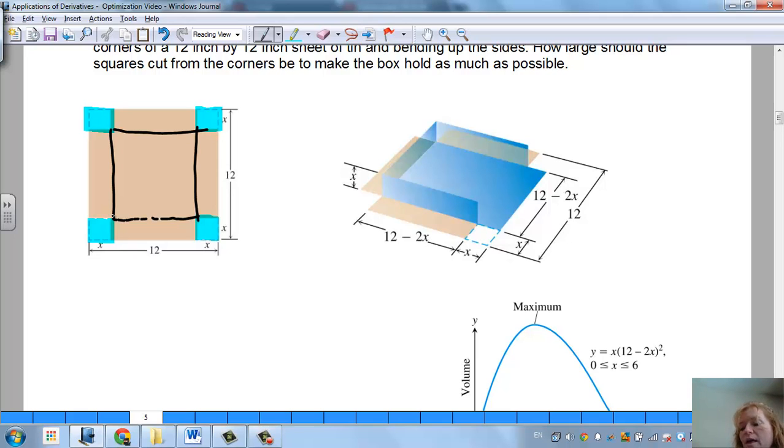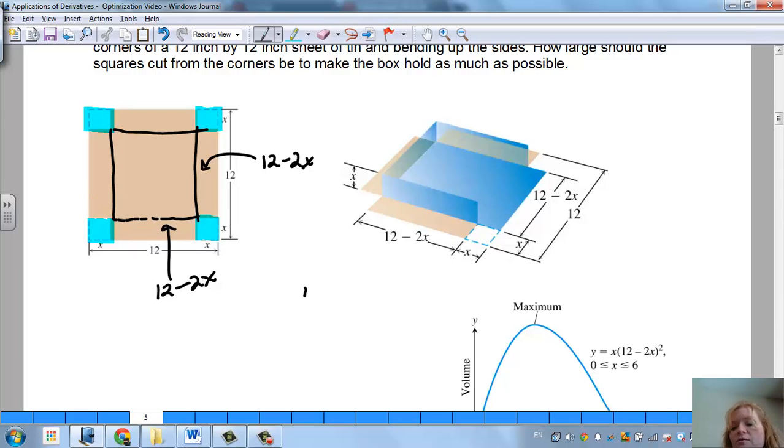By doing that, the inside of the actual bottom of my new box is going to be 12 minus this x and this x, so it's 12 minus 2x. And since this is a 12 by 12, the other side happens to be the same. So that's also going to be 12 minus 2x.